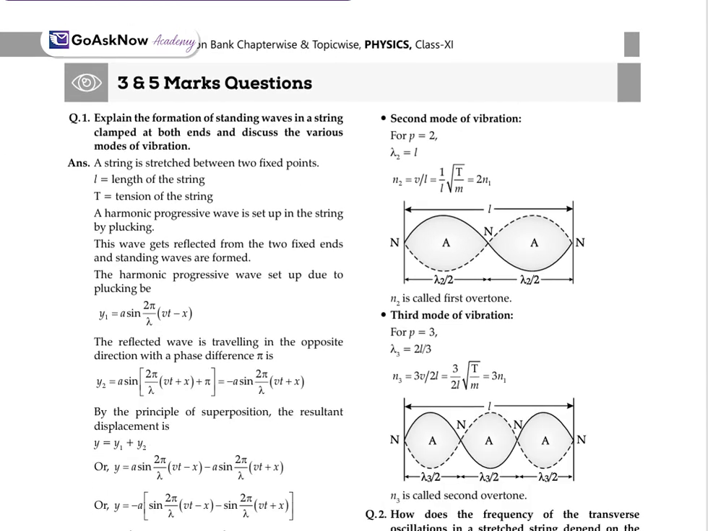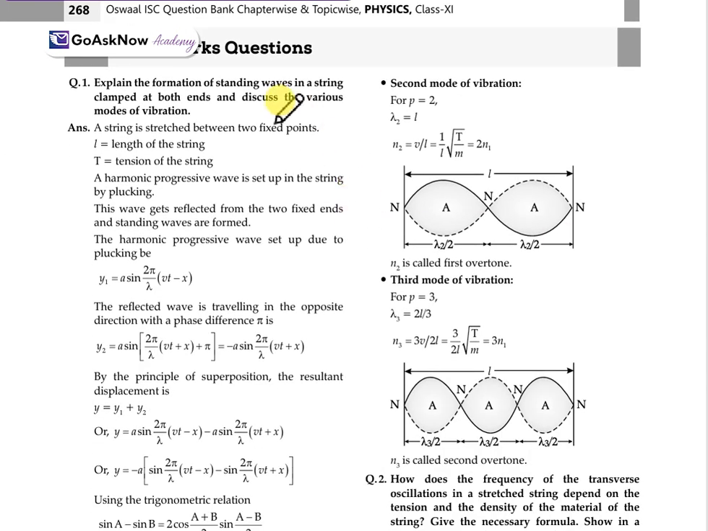Now, a 3 and 5 marks question. Explain the formation of standing waves in a string clamped at both ends and discuss the various modes of vibration. Firstly, a string is stretched between two fixed points, where the length is L and T is the tension of the string. A harmonic progressive wave is set up in the string by plucking. This wave gets reflected from the two fixed ends and standing waves are formed.